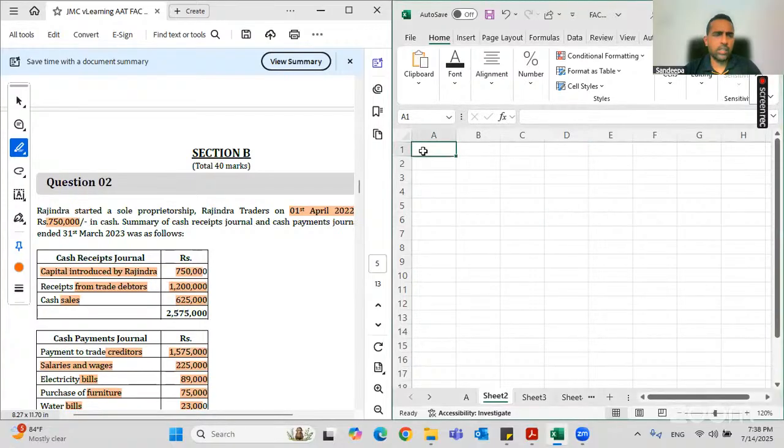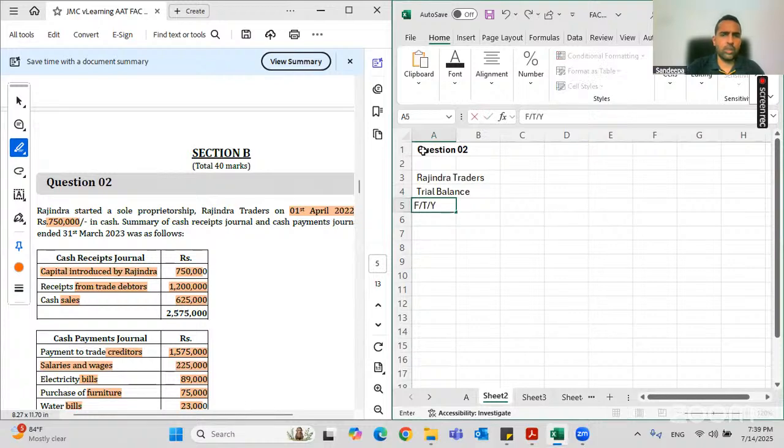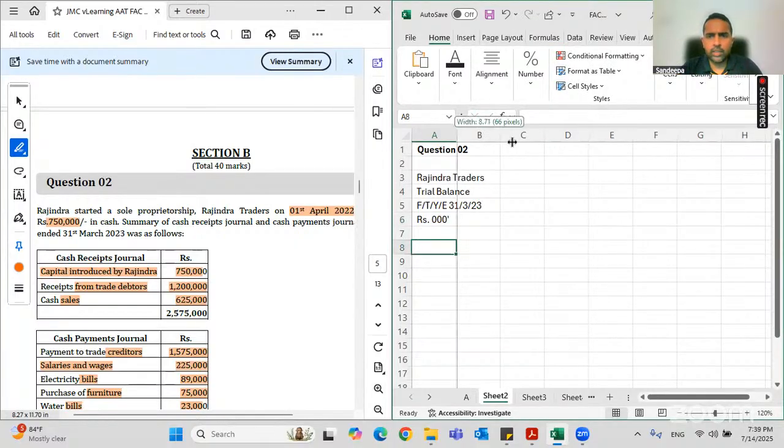Right, we'll start. This is question number 2. This is Rajendra Traders trial balance for the year ended 31st March 23. Figure in rupees. When you can do it in thousands, let us do it in thousands. Right, this is the trial balance.